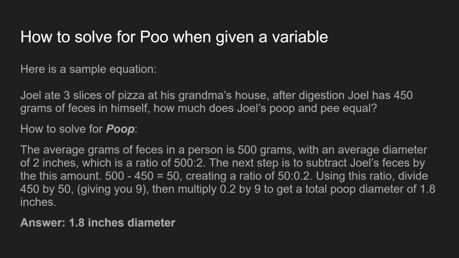Just a quick review. You take the averages, so write this down, 500 grams is the average, 2 inches of diameter is the average for poop. Just write down these two, and the ratio. And then all you have to do is subtract the first part by the person's feces amount, and then equal out the ratio, and then divide it by the first number, and then multiply the diameter. I know it sounds complicated, but you guys will get the hang of it.